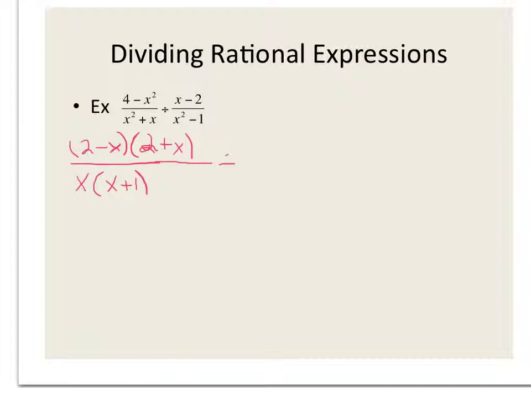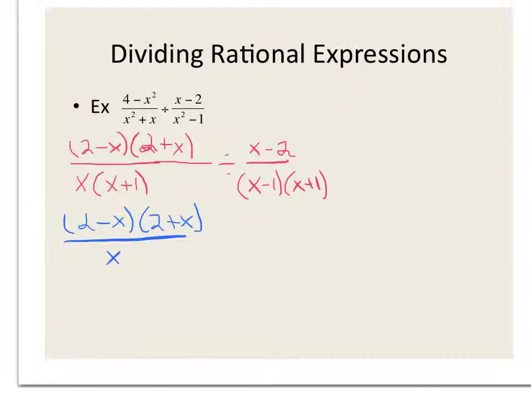The second fraction here, that top cannot be factored, but the bottom is a difference of two squares. Now, division of fractions is the same as multiplying by the reciprocal. So the next thing I'm going to do is just flip the second fraction. The first fraction stays exactly the way it is, but the second one is going to be flipped because we're multiplying by the reciprocal.